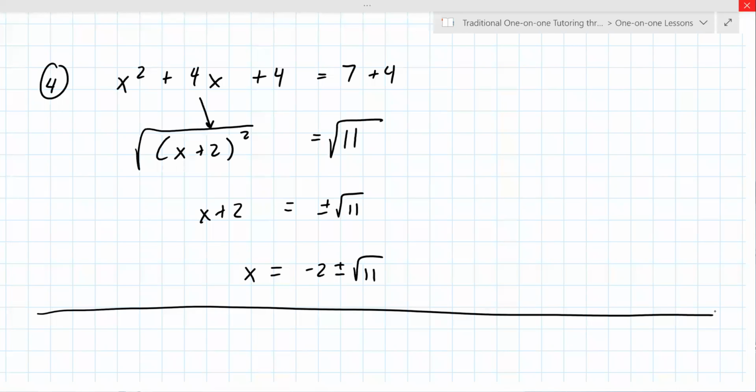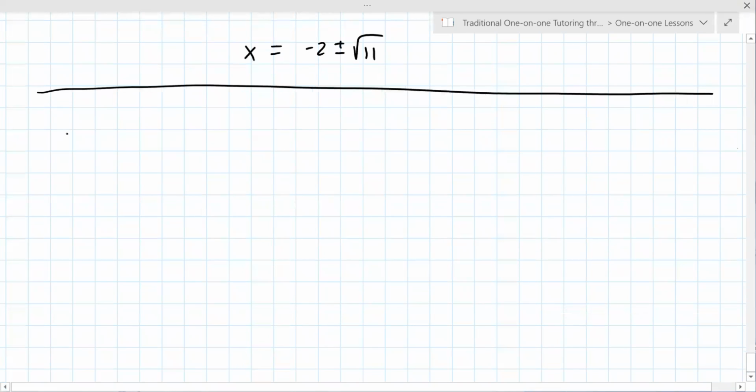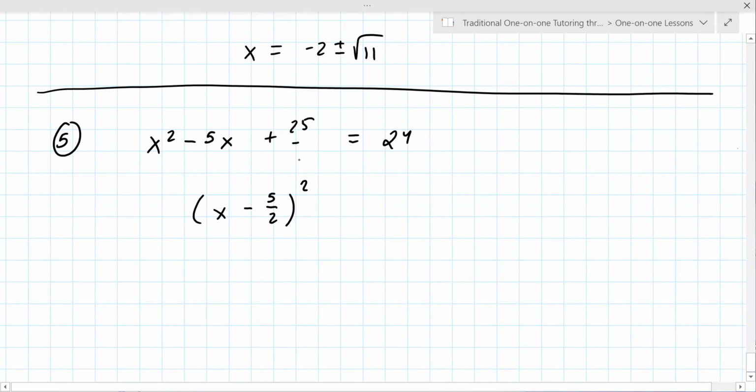All right, I'm back. So number 5 is the only one that's got an odd number as the middle term, and that doesn't really change anything. It just makes it less friendly. It becomes -5 halves squared because you have to take half of it. So when you square it, it's 25 over 4, which means you have to change this number on the right to also be in fourths. So this becomes 96 over 4 plus 25 over 4, which is 121 over 4.